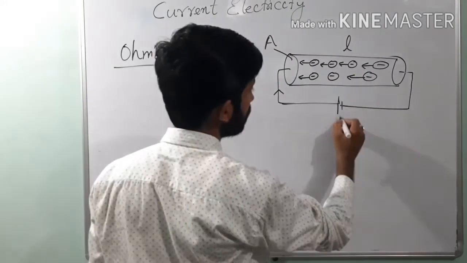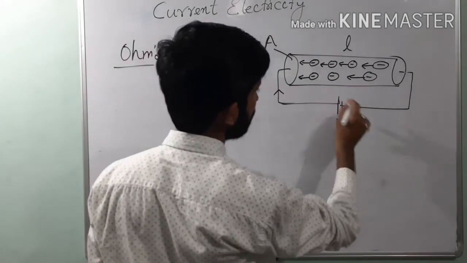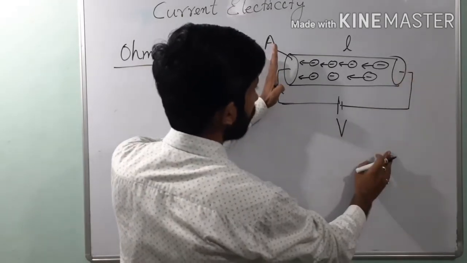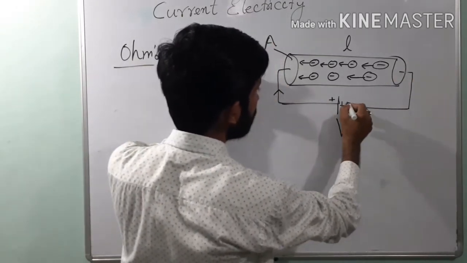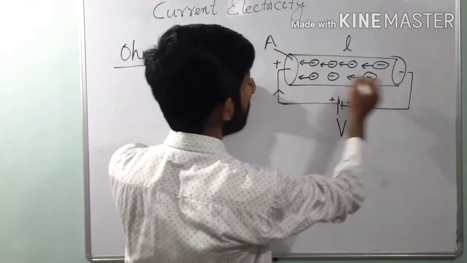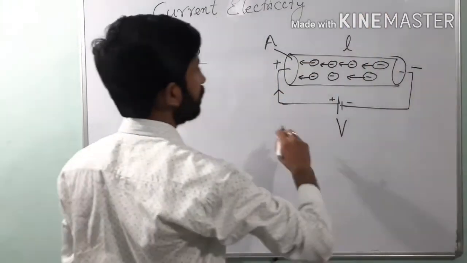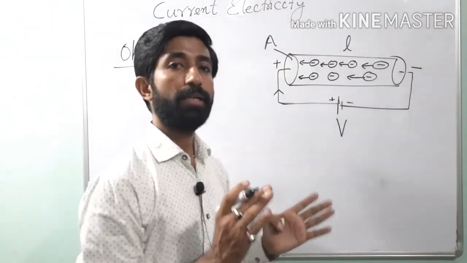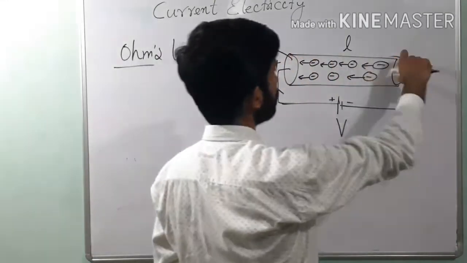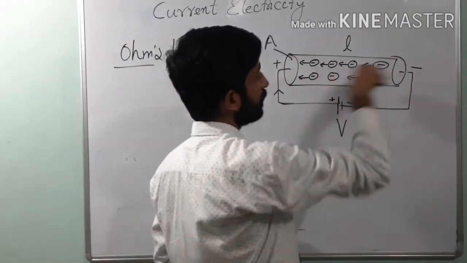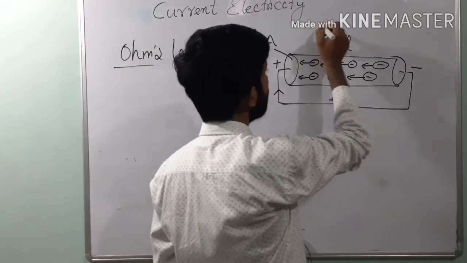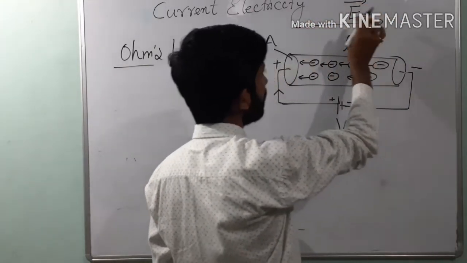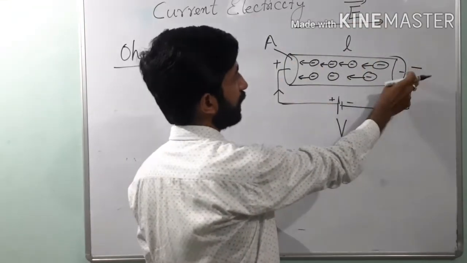Suppose this battery is producing a voltage V across the ends of the conductor, and this terminal is positive and this is negative. So this cell will produce an electric field across the conductor, that is throughout the volume of the conductor, and say the direction of that electric field is E, directed from positive to negative.